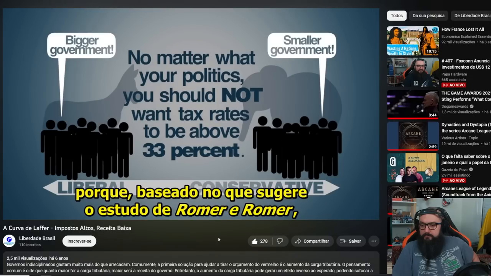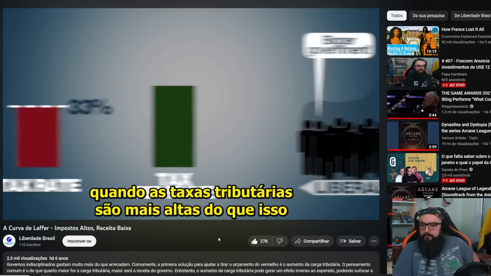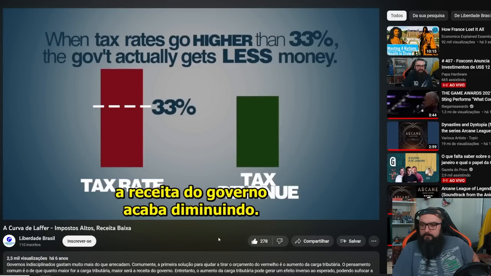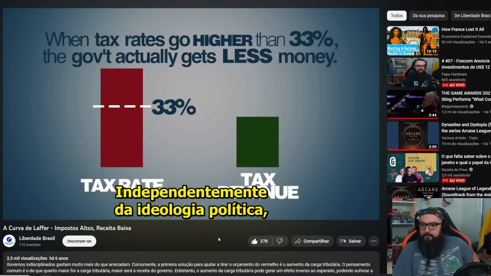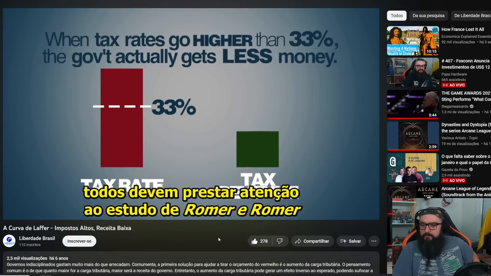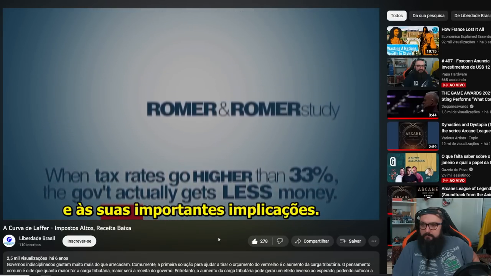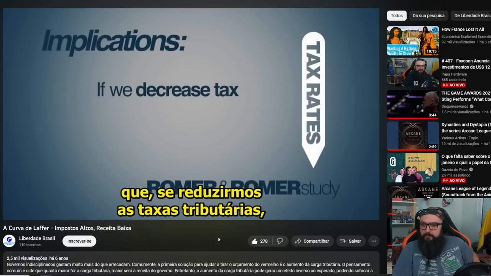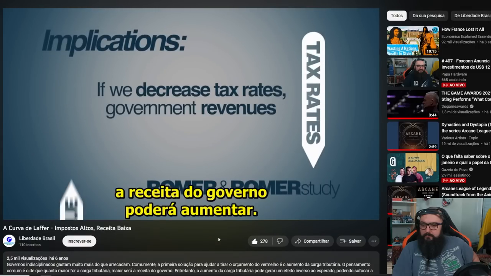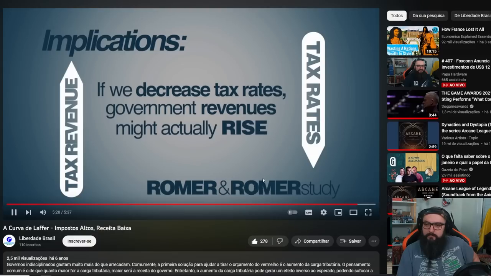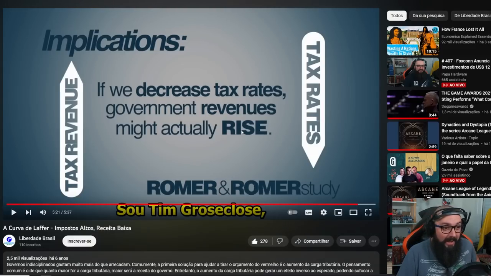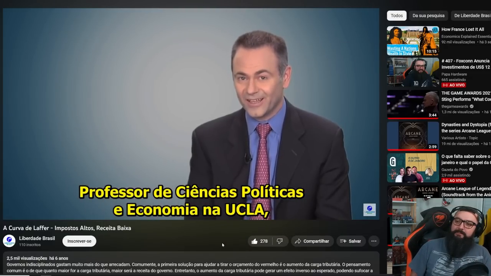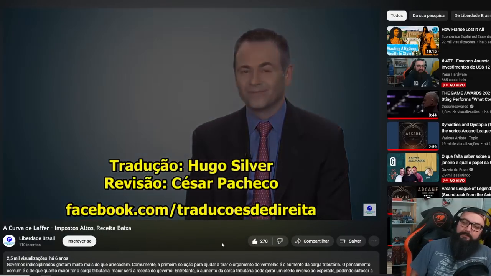The reason is that, as the Romer and Romer study suggests, when tax rates go higher than that, the government actually gets less money. Everyone of every political persuasion should pay attention to the Romer and Romer study and its important implications. They suggest that if we decrease tax rates, government revenues might actually rise. Wow. I'm Tim Groseclose, professor of political science and economics at UCLA for Prager University.